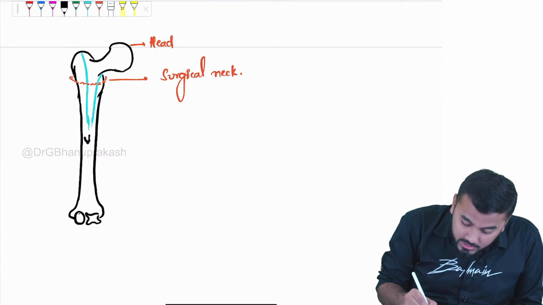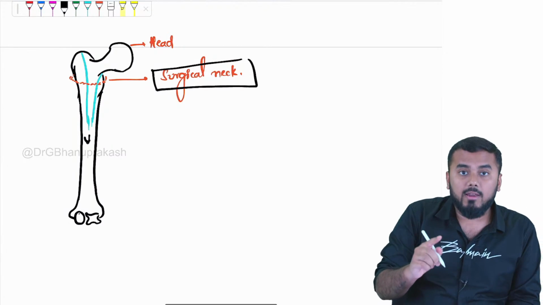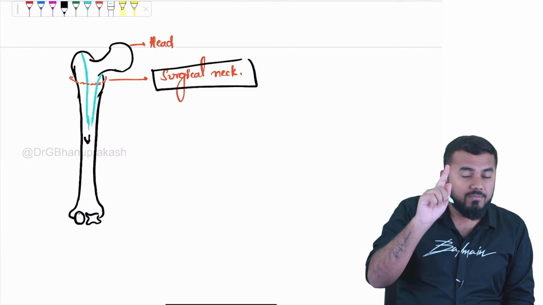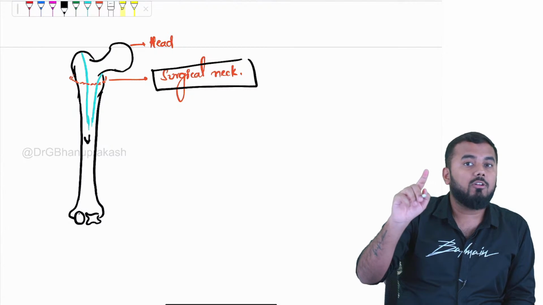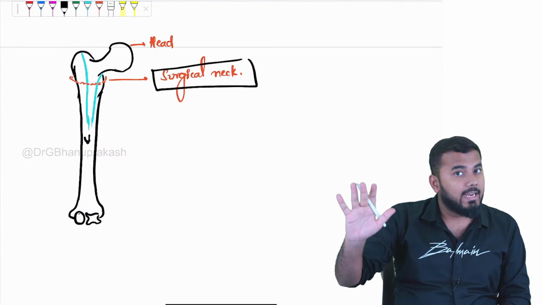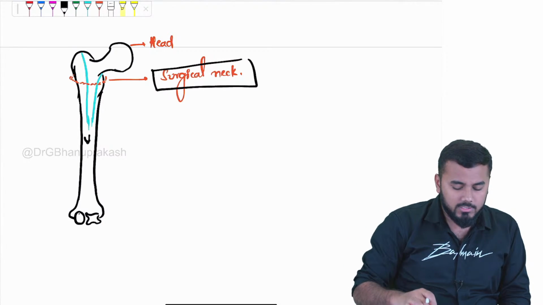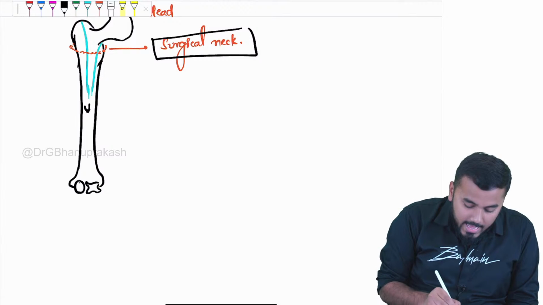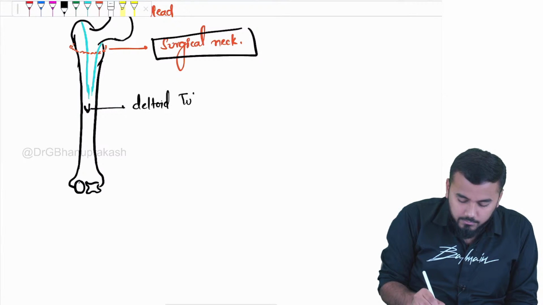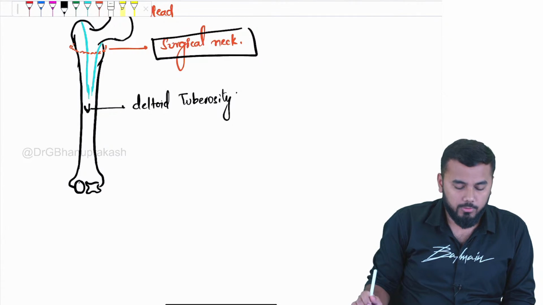Why am I stressing it? Because most commonly the fractures of the humerus happen at the surgical neck. If there is a fracture to the surgical neck, a nerve will be involved, that is the axillary nerve. I will tell you in detail about that, but right now what you have to know is that that is the surgical neck. And this is called the deltoid tuberosity.